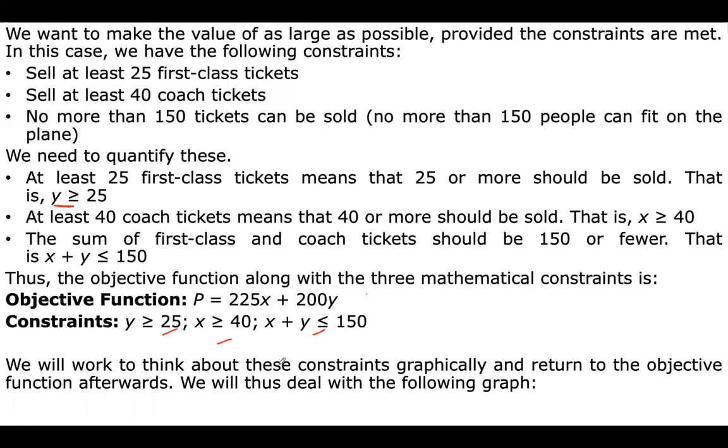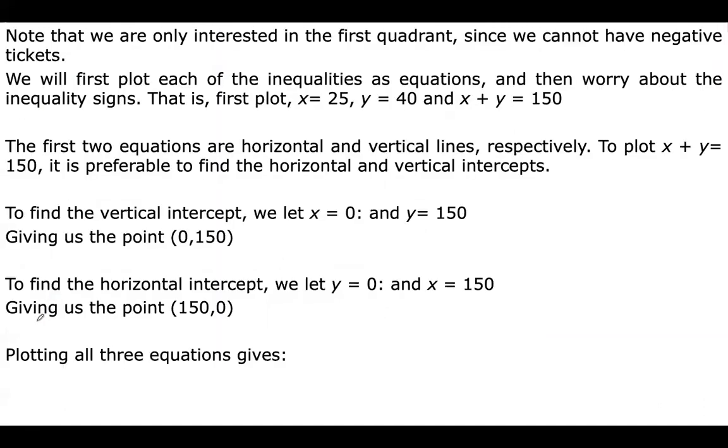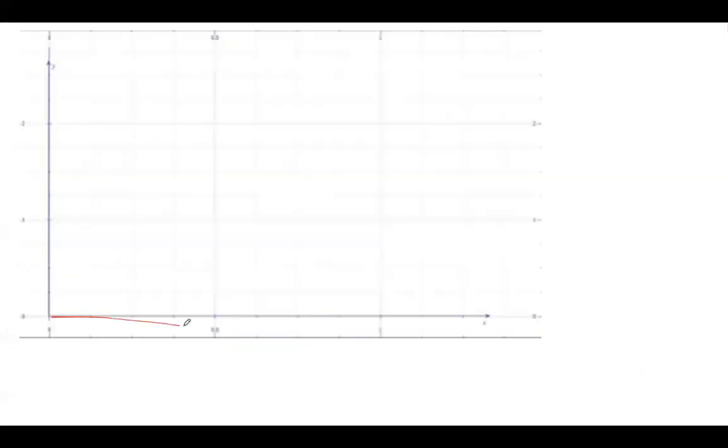Let's see. We will work to think about these constraints graphically and return to the objective function afterwards. Okay, so first we need to go with the constraint equations. We'll plot these equations and we'll find out the feasible area. Okay, we'll just deal with the following graph. So this is basically our X and Y axis graph. Suppose now that we are only interested in the first quadrant, as I told you, we can't have negative tickets. Y would be greater than 0, X would be greater than 0. So it will always be this side, X greater than 0, Y greater than 0, right?